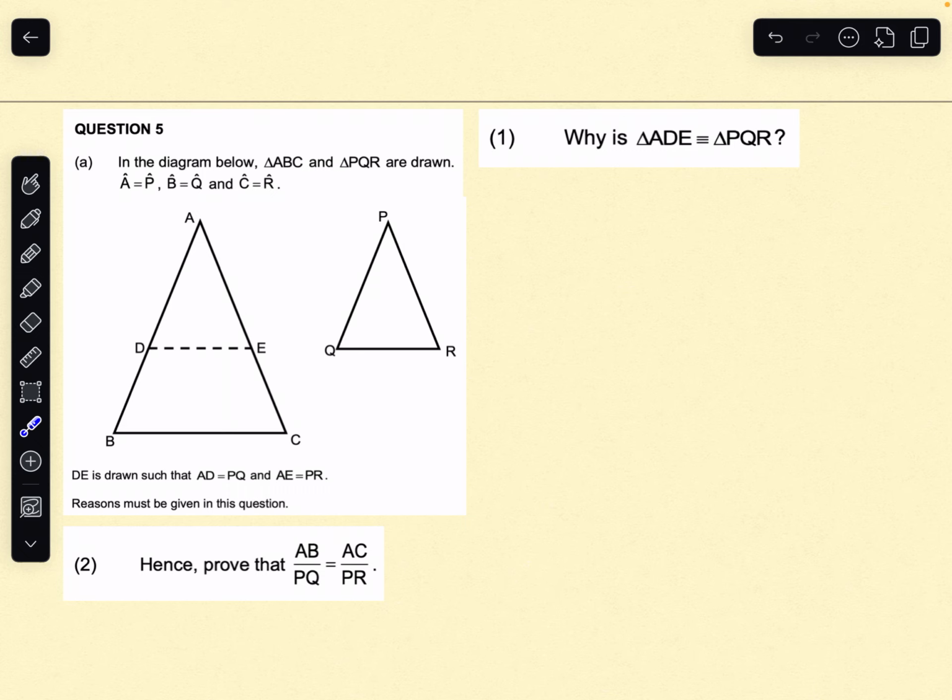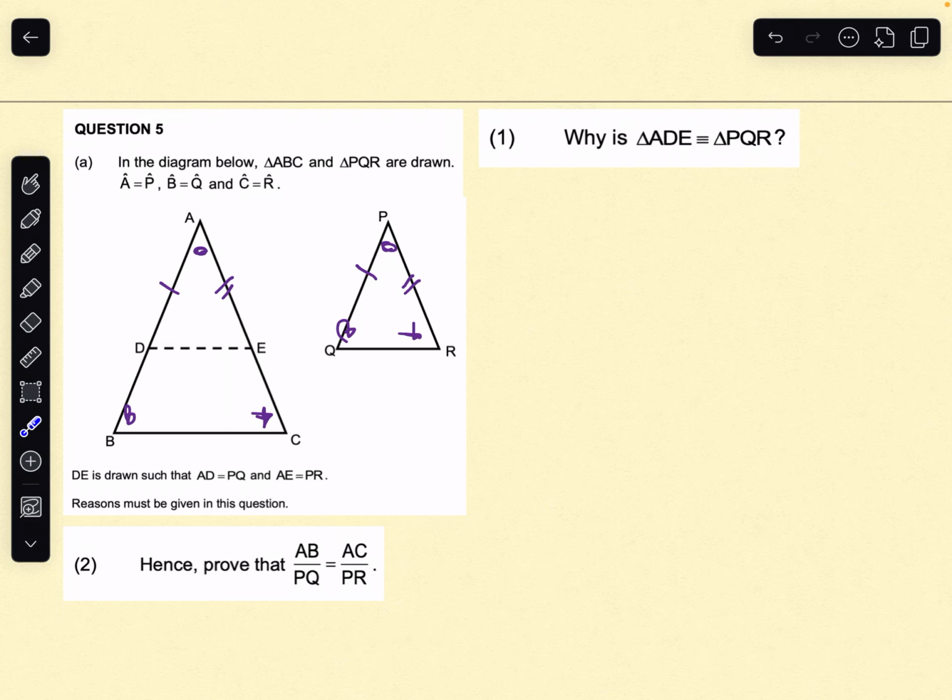So, okay, let me hold my horses. Then reasons must be given in this question. So we know that this is equal to this, and this is equal to this. We furthermore know that AD is equal to PQ and AE is equal to PR. So we are asked, why is triangle ADE congruent to triangle PQR?